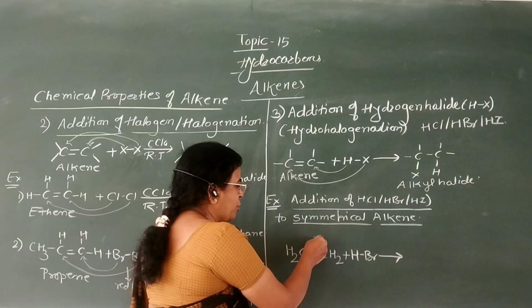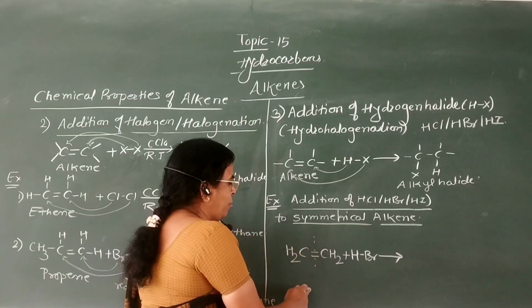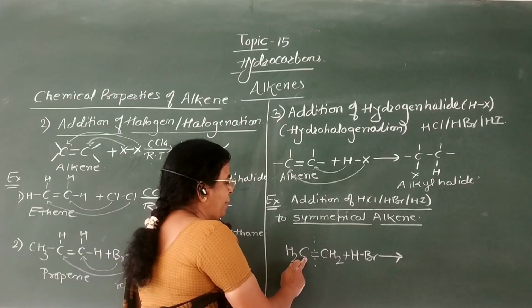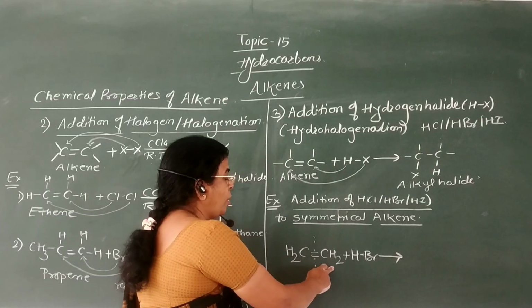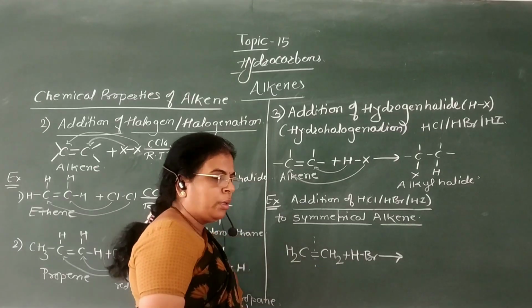Symmetrical means when we draw a symmetry line on this double bond, then there are the same number of carbon atoms and the same number of hydrogen atoms on both sides of the double bond.